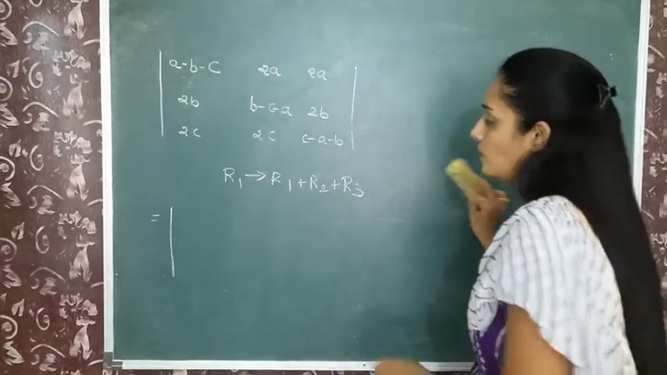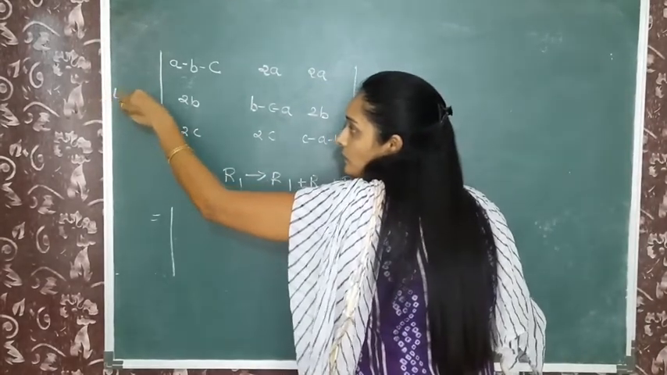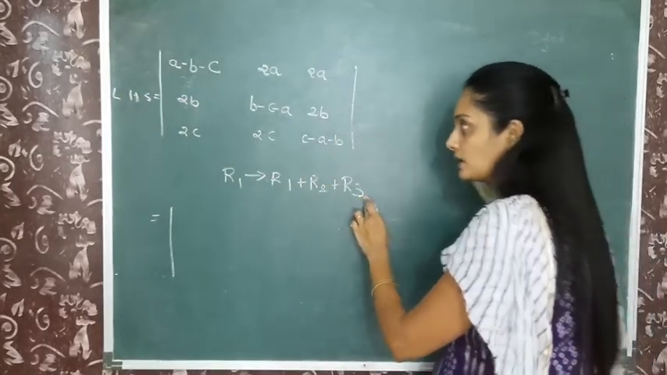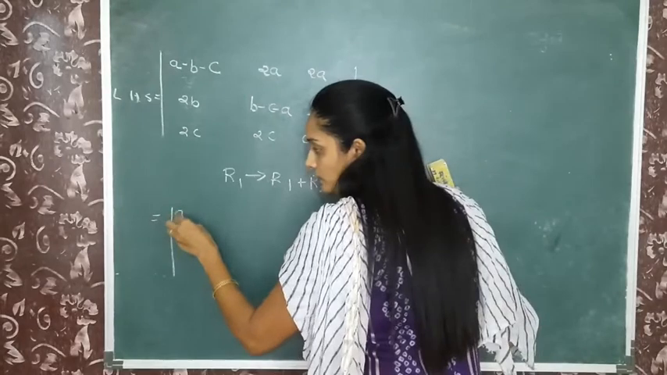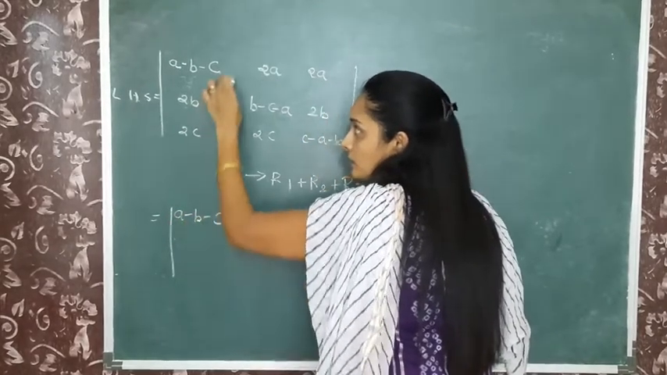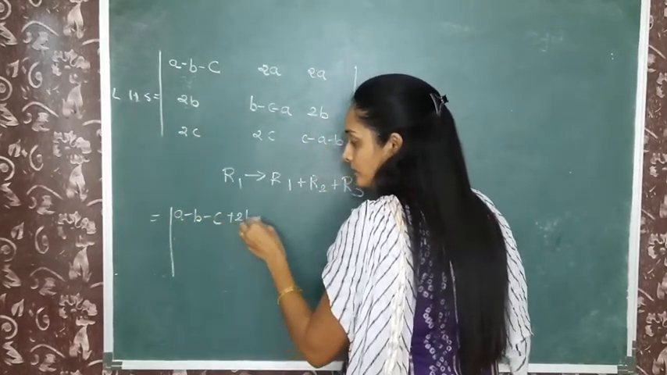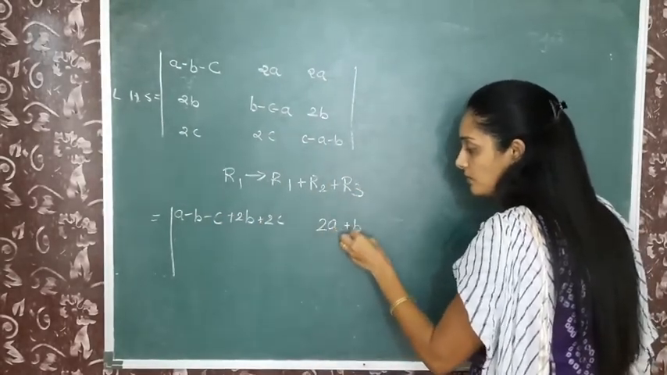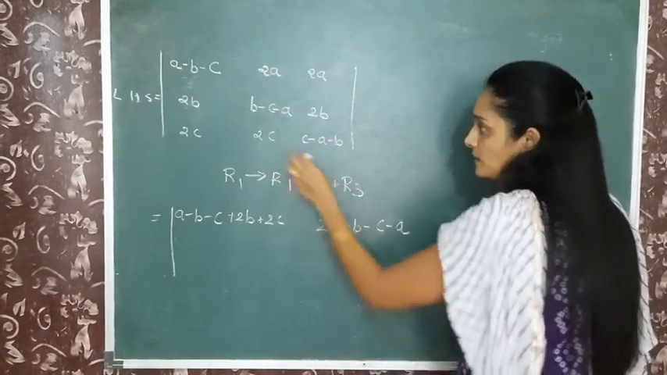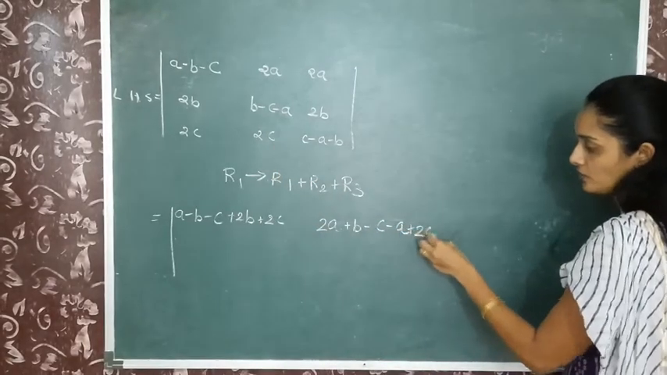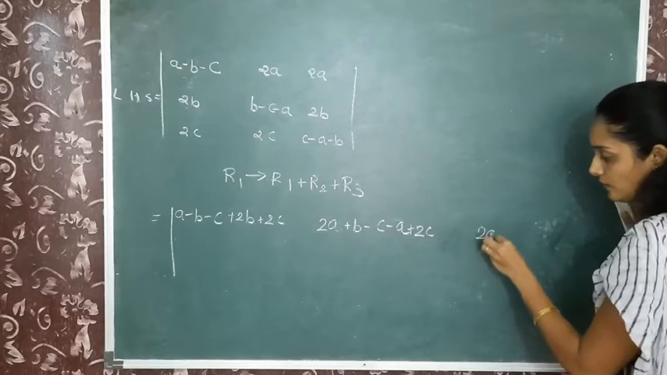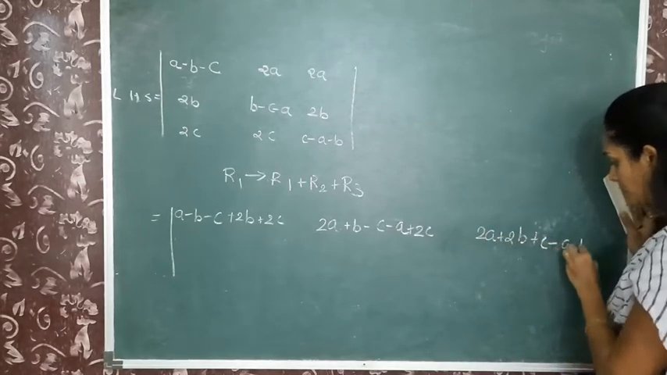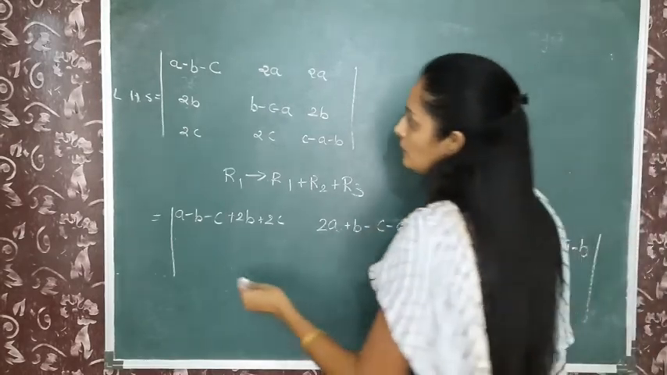Okay, so we can do R1 transfer to R1 plus R2 plus R3. So here plus 2B plus 2C. Here 2A plus B minus C minus A plus 2C. Here 2A plus 2B plus C minus A minus B. Second and third row as it is.